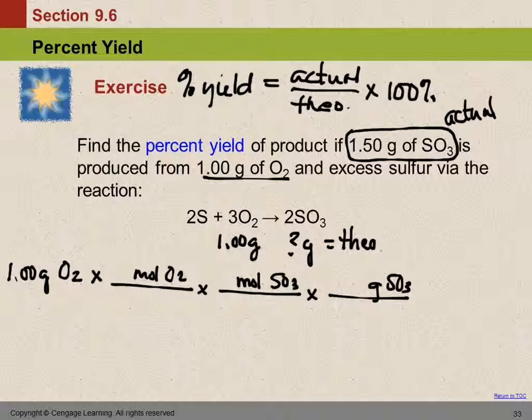Grams to moles to moles to grams. And then we put our units in so they cancel out nicely. Moles of SO3, those are going to cancel. Down here we want moles of O2. That's going to cancel over here. And here we need grams of O2.